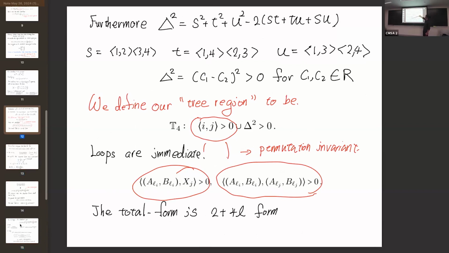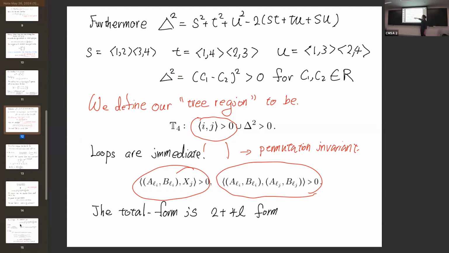The loop bitwistors are also positive, and the loops are mutually positive. Therefore, even without the delta square bigger than 0, this definition is already permutation invariant. Permutation meaning that I can interchange the tree points with the loop bitwistors, and they actually satisfy the same condition. This is actually a permutation invariant definition.